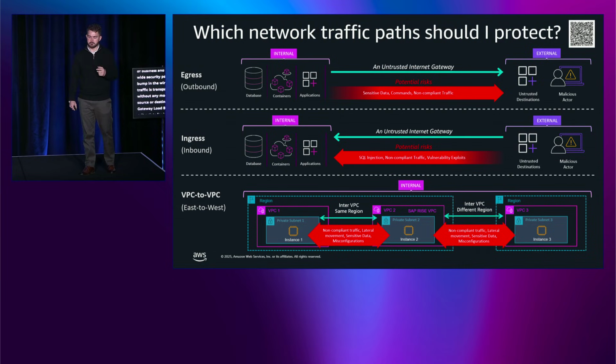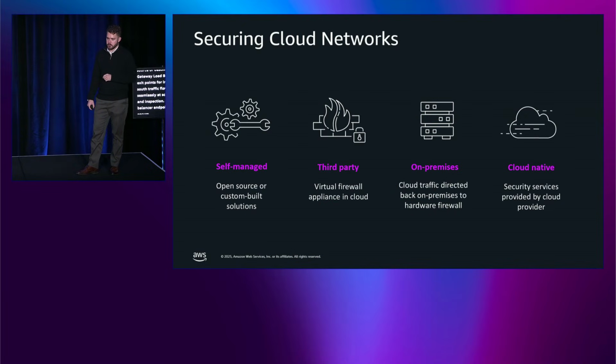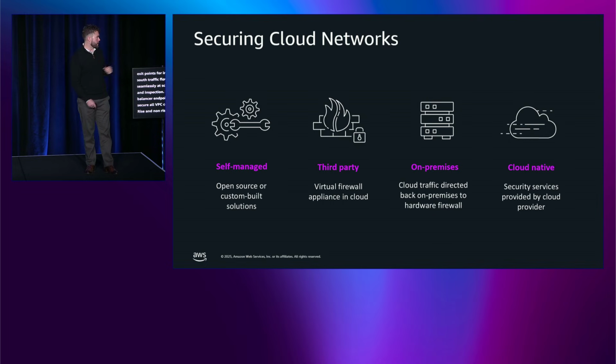For east-west traffic, an inspection VPC using Gateway Load Balancer endpoints can inspect and secure all inter-VPC communications for both RISE and non-RISE resources. And for securing these networks on AWS, you can also take advantage of open source solutions you've come to trust, third-party providers with state-of-the-art network firewalls and appliances, your own hardware on-premises, or security services provided natively by AWS.